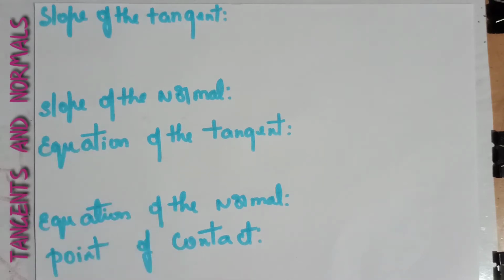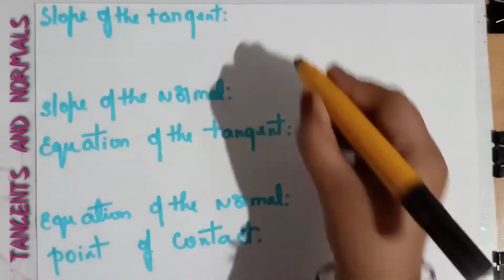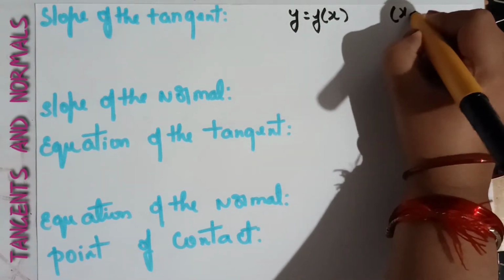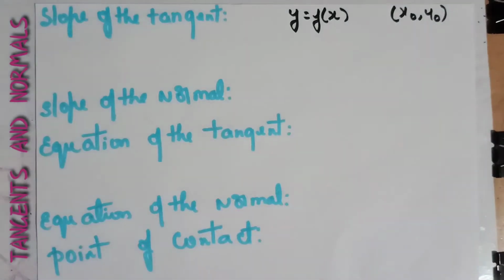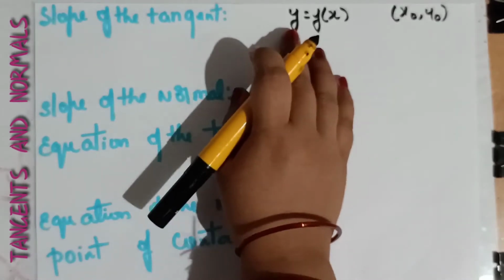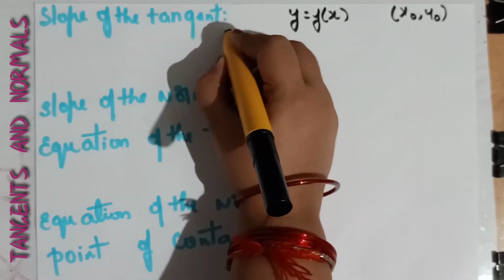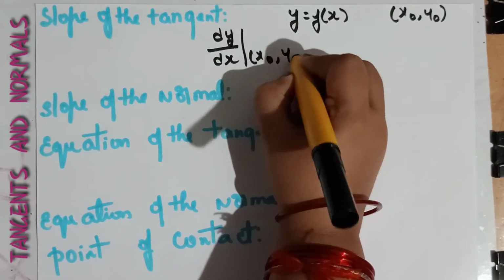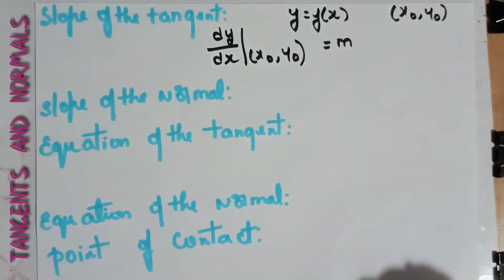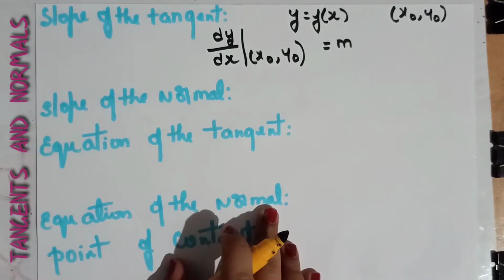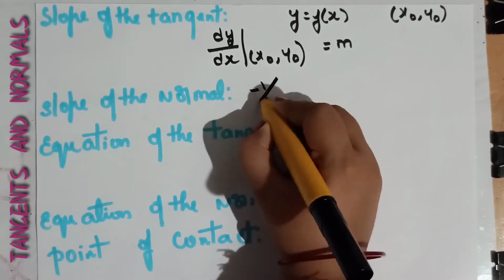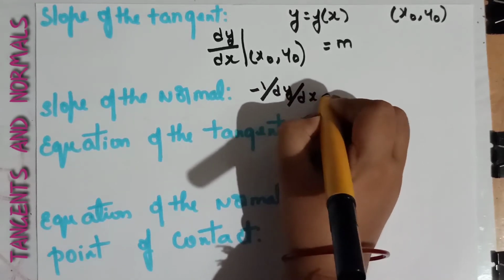So first one will be slope of the tangent. Suppose you have a curve y is equal to f of x and a point x naught comma y naught, then the slope is given by the derivative of the given curve. So that will be dy by dx at the given point x naught comma y naught. We can denote it as m. Slope of the normal: the slope of the normal is nothing but the negative reciprocal of the slope of the tangent. So this will be minus 1 by dy by dx.